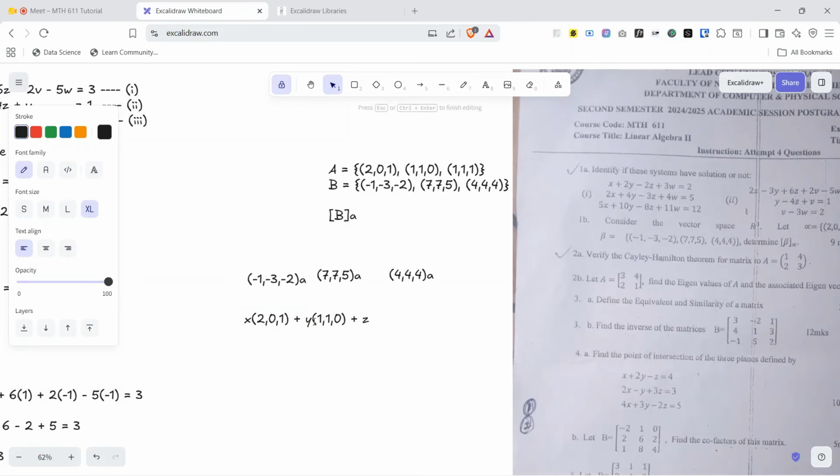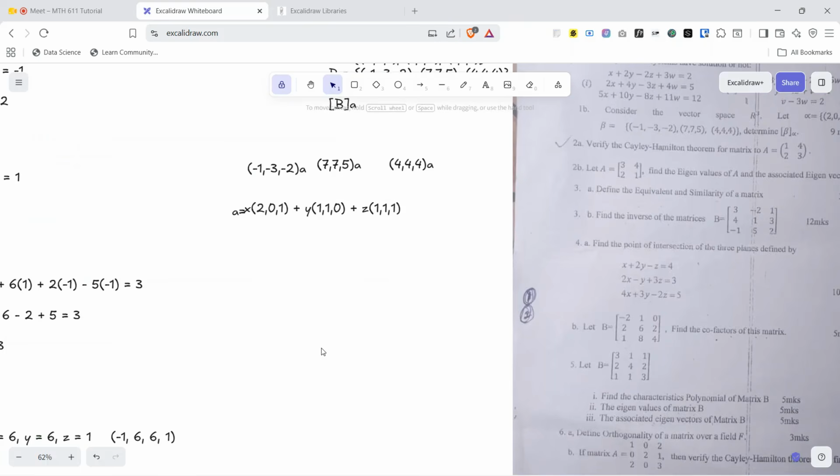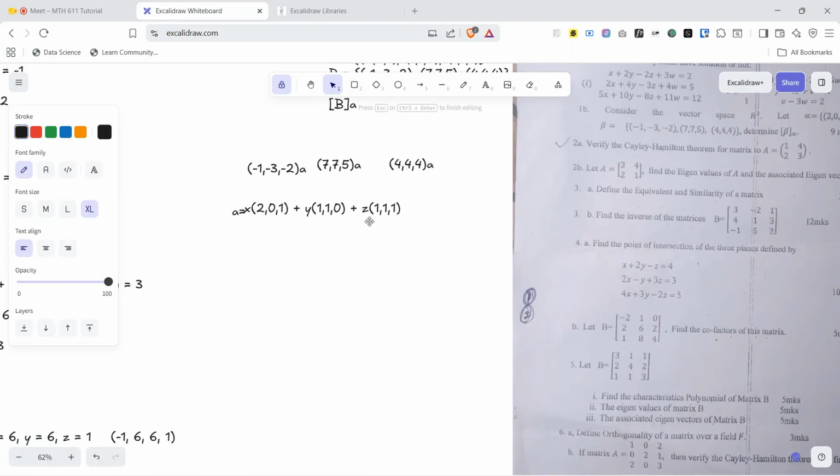Then plus Z into the third one. Okay, so this is alpha equals to. So when we now want to solve this, we will solve for this first one, solve for this second one, solve for this third one. What I mean by that is that we are now going to turn this into an equation.